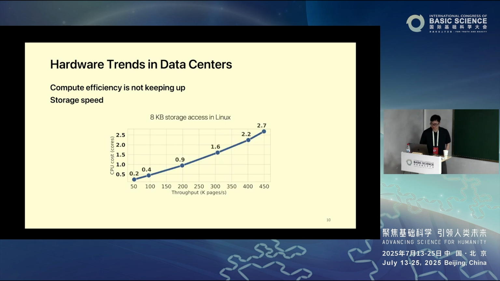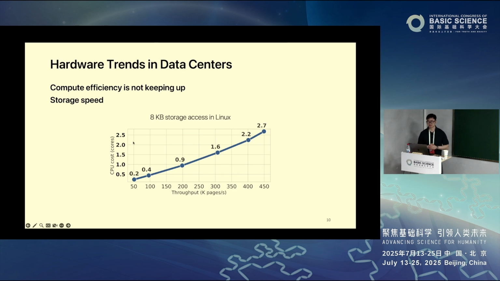We also run a micro benchmark. What we do is, in Linux, we randomly access 8 KB pages in an NVMe SSD. This figure basically shows how many CPU cores are required to achieve certain storage access performance. Here the x-axis shows the throughput, where 300 means 300,000 pages per second, and the y-axis shows the CPU consumption.